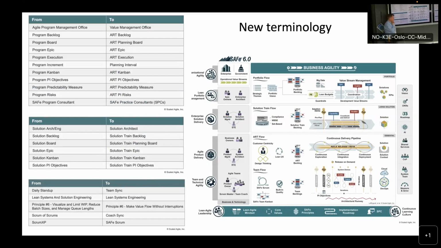When we talked about PI planning, that was program increment planning. Now it's planning interval planning, planning interval. So they've removed the word program from all of these places. So the program backlog is now called the ART backlog, ART planning board, ART epic instead of a program epic. So it's more linked to the level, and they've removed program as a synonym for the agile release train.